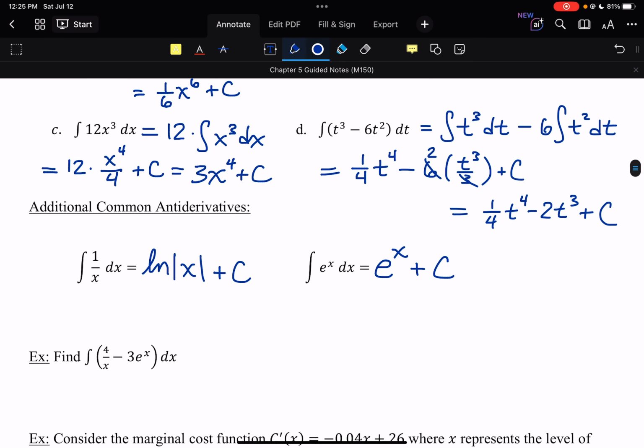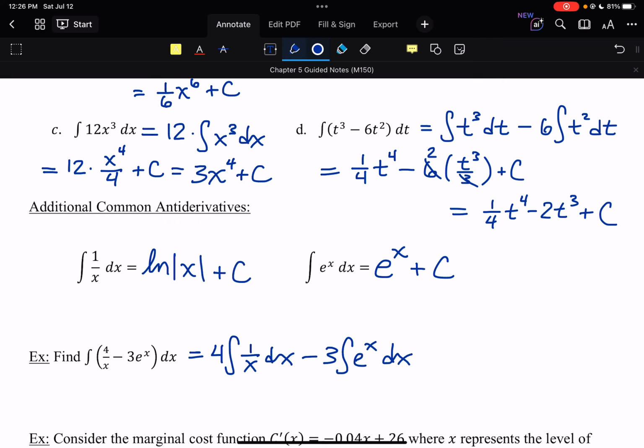So, a really quick example. We have the integral of 4 over x minus 3e to the x. We can use the sum and difference properties and the constant multiple properties, so I can split this. I can pull the 4 out of the 1 over x, split the negative here, and then pull out the 3, times e to the x dx.